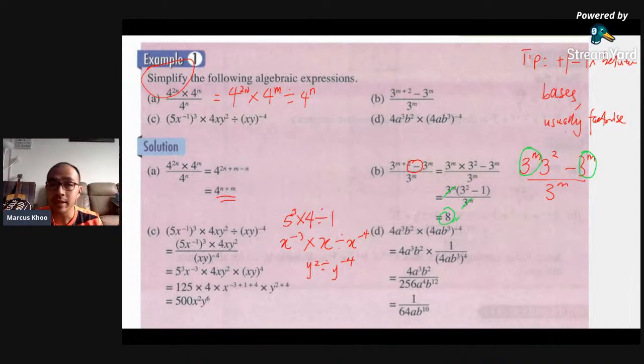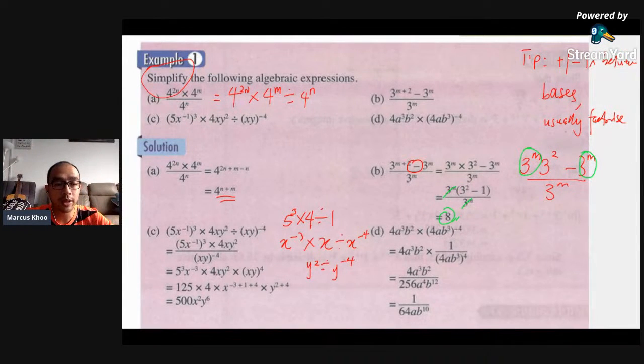Just at the last, you combine everything. So 5 to the power of 3 times 4 divided by 1. This is basic calculator pressing. You press on the calculator, 5 to the power of 3 times 4 divided by 1. You get 500.